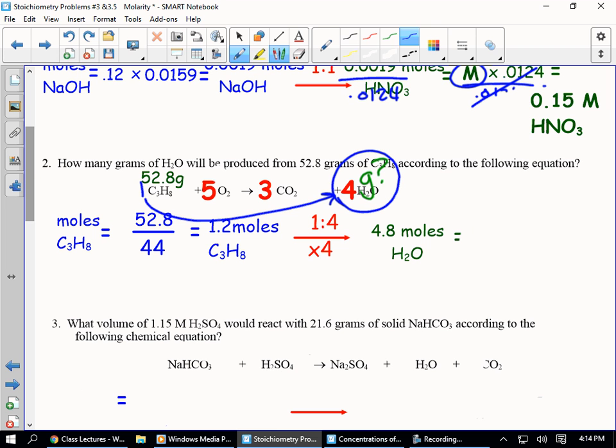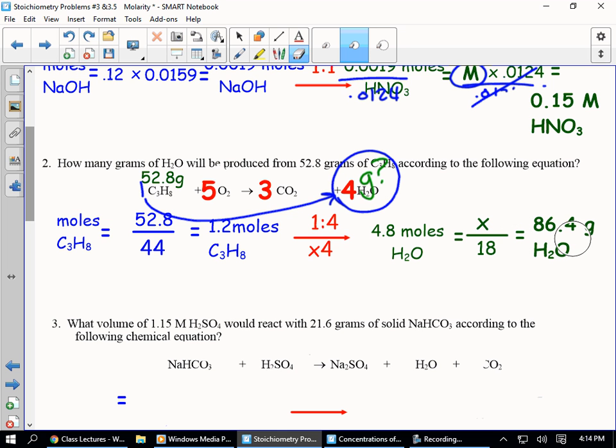Now, the question here is how many grams of water? So we know, again, moles equal mass over formula weight. So let's think about that. We're looking for mass, and the formula weight will be of what we want and what we have, which is H2O. So I'm going to do 16 and 1 and 1, which gives me 18. When you multiply these two things together, you're looking at 86.4 grams of H2O.